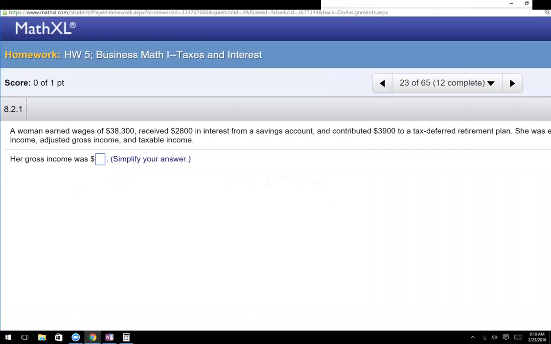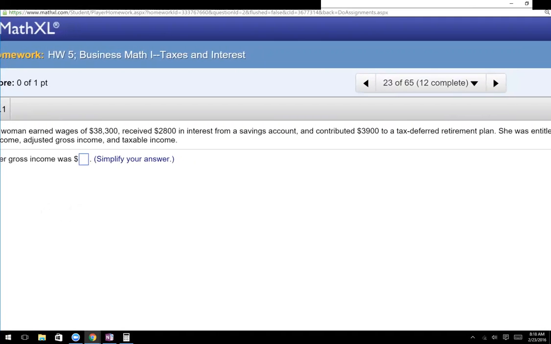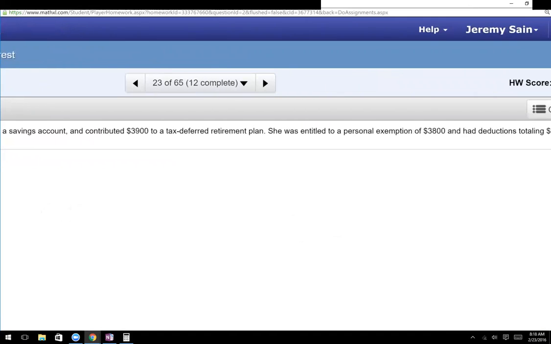All right. So now we're to income taxes. How many of you have ever computed your own income taxes? You've never made any money, have you? All right. So, we're going to learn a lot of words. A woman earned $38,300, received $2,800 in interest from a savings account. So, that's a lot of money saved, especially for someone who only makes $40,000 a year. And she contributed $3,900 to a tax-deferred retirement plan.